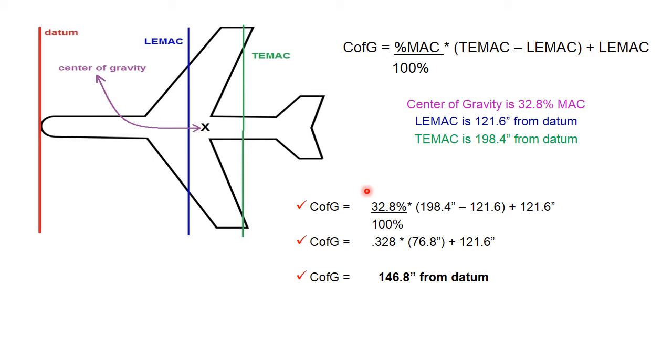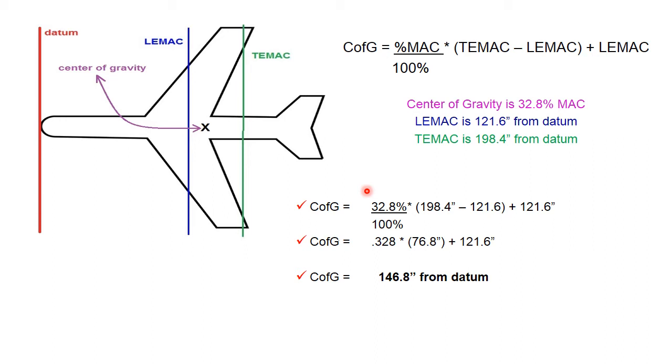Where our center of gravity is 32.8% of MAC, our leading edge is 121.6 inches from the datum, and our trailing edge is 198.4 inches from the datum. First, plug these values into our formula, and we get 32.8% divided by 100% multiplied by the difference between 198.4 and 121.6, and then to this we add 121.6.